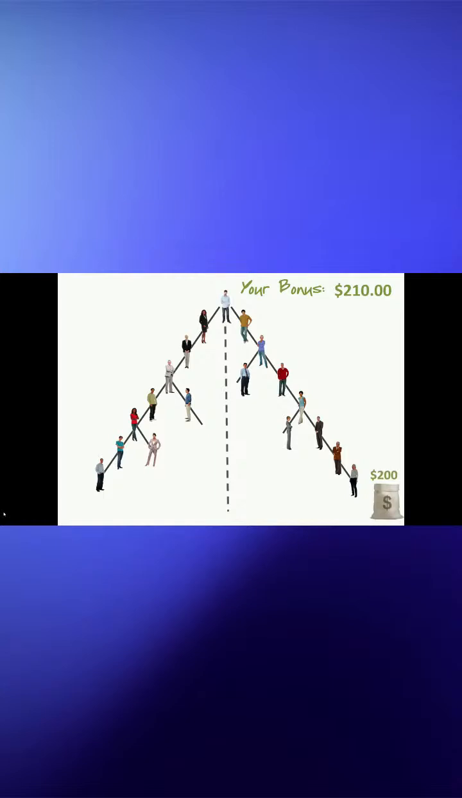So let's say that you had less sales on that particular leg in that week. Let's say that you had $2,300 on the left and $2,100 on the right. The computer would take that $200 that was banked, add it to the $2,100, and now pay on $2,300 instead of $2,100, and your check will be $230.